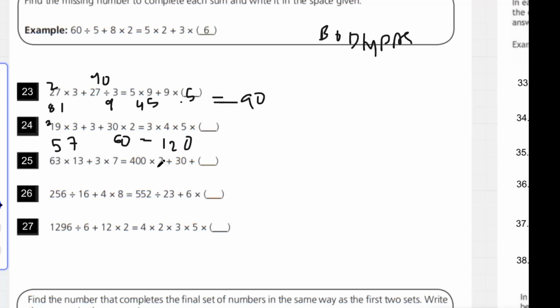How do we make that out of this? We have to do 3 times 4, 12, times 5 is 60. 60 times 2 is going to be 120.